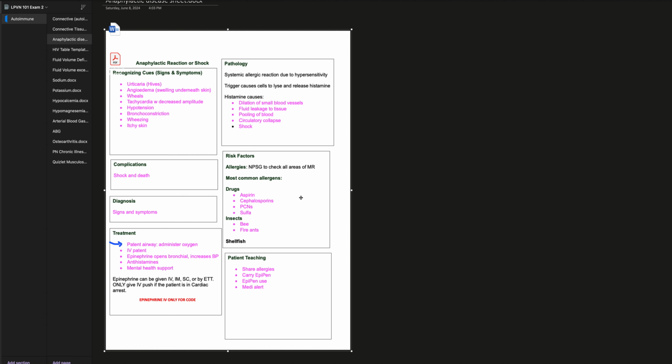Your main goal, if somebody is having an anaphylactic reaction, is to make sure the airway stays patent. So you're going to administer oxygen. You're going to make sure they have a patent IV. So get that IV in quick. Make sure you've done a good job. Make sure it's a 20. And they need epinephrine because that opens bronchial tubes and increases BP. Here's the thing. Do not fall for this. Only dead people get epinephrine IV. And I'm going to tell you why.